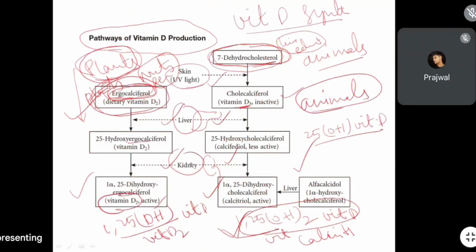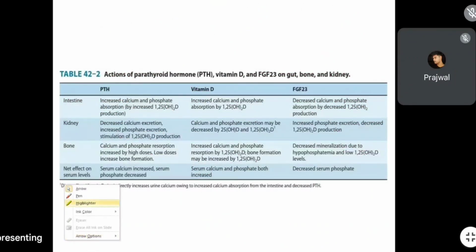I am going very slow. This image is from Sharma and Sharma. This is also there in Goodman and Gilman. Yes, this is very simple. I think you understood. Okay, synthesis of vitamin D. Now this is just a revision slide.